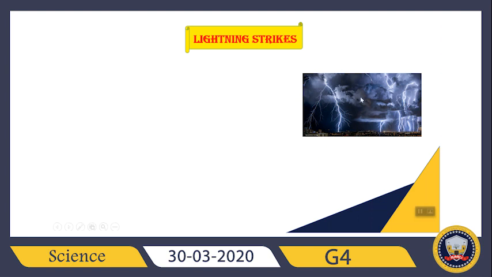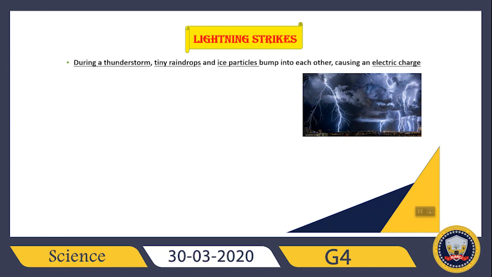So what happens during the thunderstorms? You know the thunder and lightning. What happens first during the thunderstorm and what happens during the lightning? Let's see. First of all, during the thunderstorms, tiny raindrops and ice particles bump into each other. Tiny means very small. Raindrops and ice particles bump into each other, causing electric charge to build in the clouds.